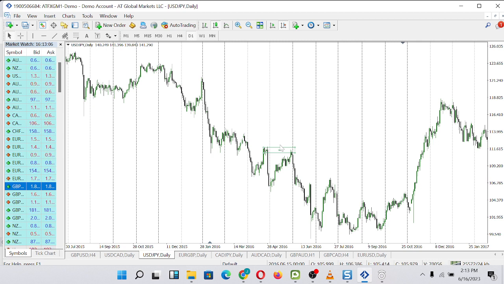A fair value gap, okay, let me remove this. Now, this is an example. A fair value gap consists of three candles actually. You must have three candles. This first one, this second one, and this third one. Okay? So the tip of this first one to the top of this third one, that's how you mark it. That's how you identify it. Okay?